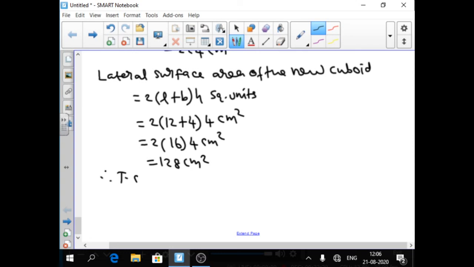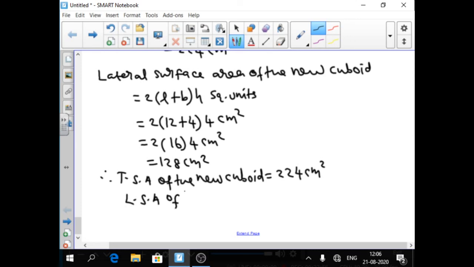So total surface area of the new cuboid is equal to 224 centimeter square, and lateral surface area of the new cuboid is equal to 128 centimeter square.